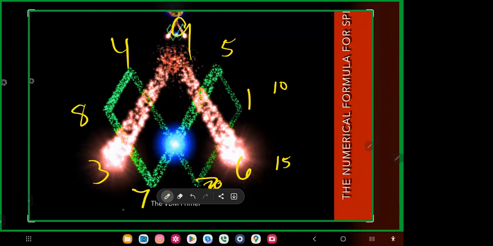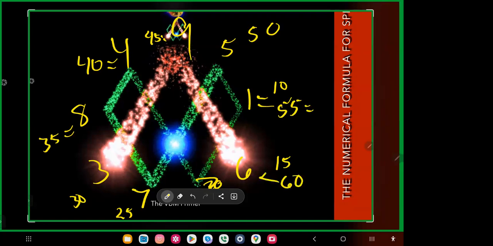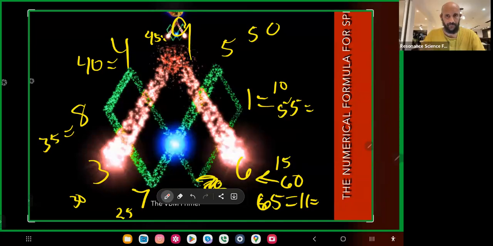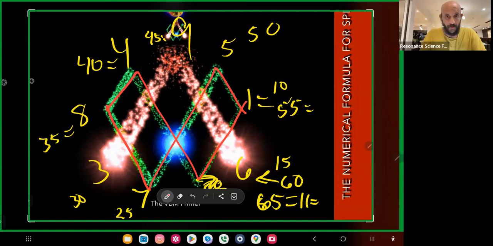20, 25, 30, 35, 40, 45, 50. You see what it's doing, right? 55 equals 1. 60, 65 equals 11, equals 2. But sure enough, 1 to 2, 2 to 4, 4 to 8, 8 to 7, 7 to 5, 5 to 1. It's the table of 5, but we still have the same doubling cycle, starting from a different point.